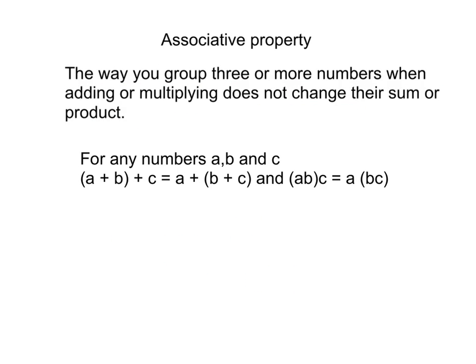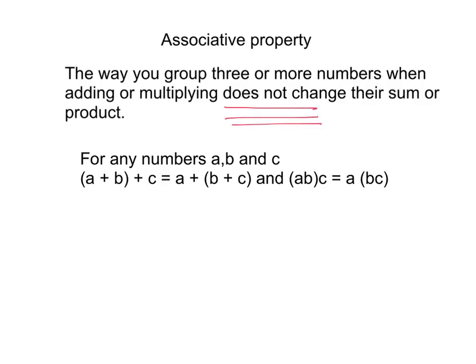The associative property tells us that the way you group 3 or more numbers when adding or multiplying does not change their sum or product. So for any numbers a, b, and c, if you group a plus b and then add c, it's still going to equal if you add a plus the grouping b plus c. And for multiplying, if you first multiply a times b and then multiply c, that's going to equal the same thing as if you multiply b and c first and then multiply by a.